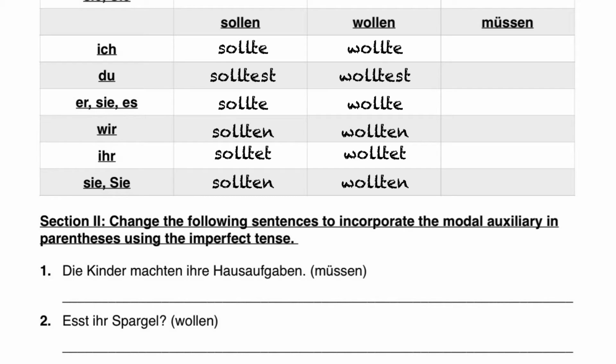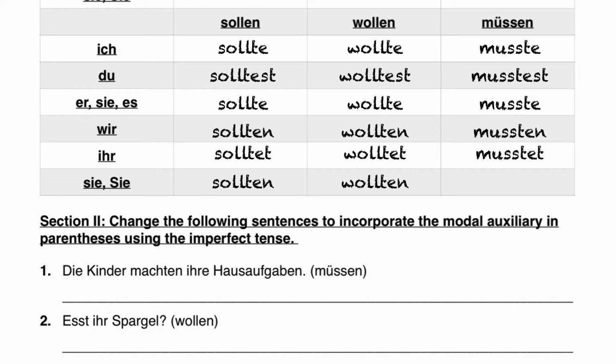Müssen follows the same pattern. Ich musste, du musstest, sie es musste, wir mussten, ihr musstet, sie mussten. Notice that you don't have an umlaut in the simple past tense.